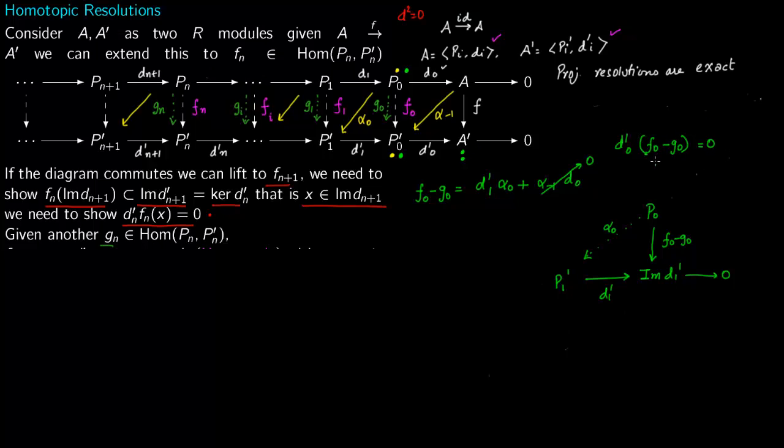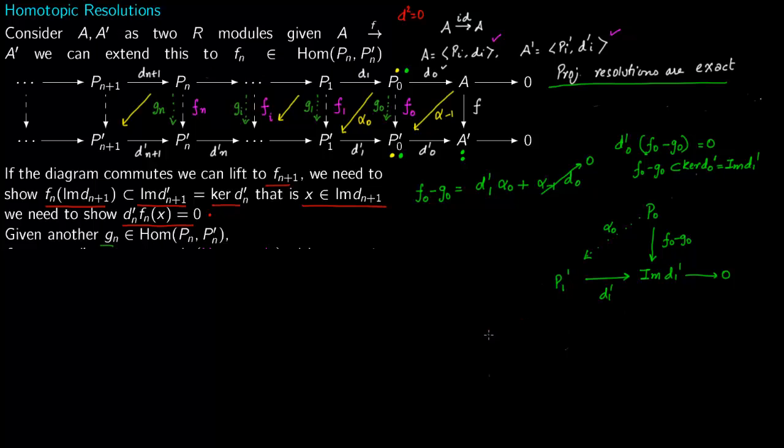Now that means that this f0 minus g0 lies in the kernel of d0 prime, which is equal to the image of d1 prime, because we have an exact sequence. Projective resolutions are exact. So image is equal to the kernel of the map. So you have that the image of f0 minus g0 will lie within the image of d1 prime. So you have alpha 0.